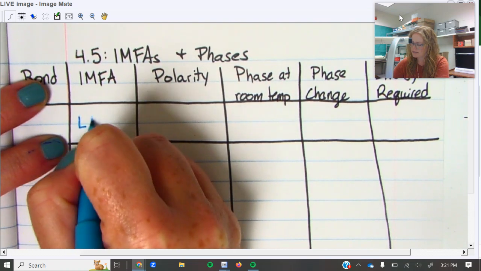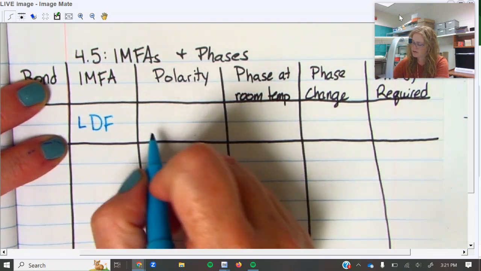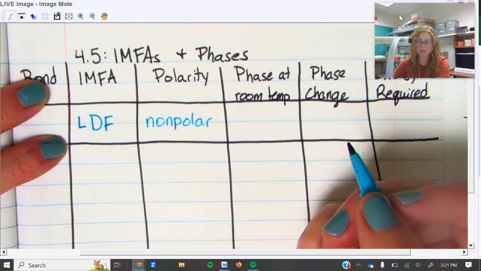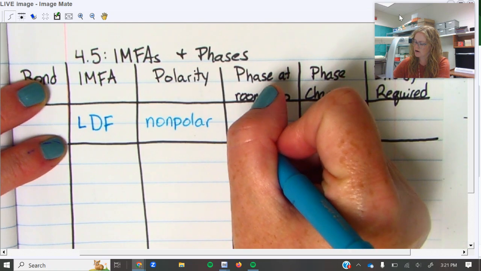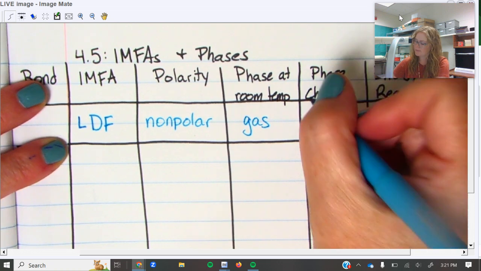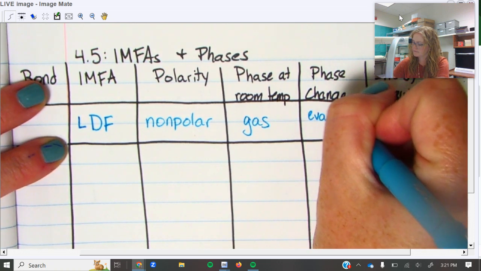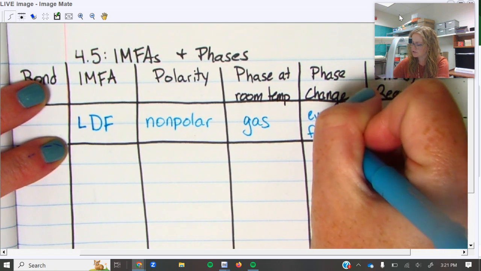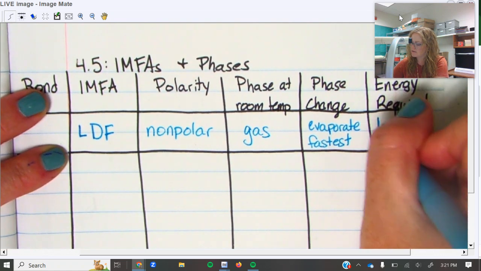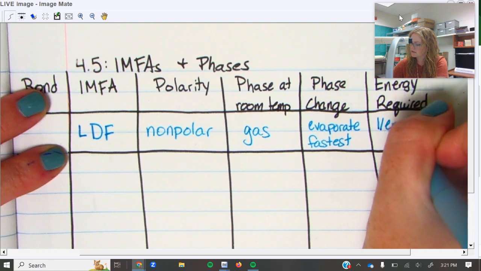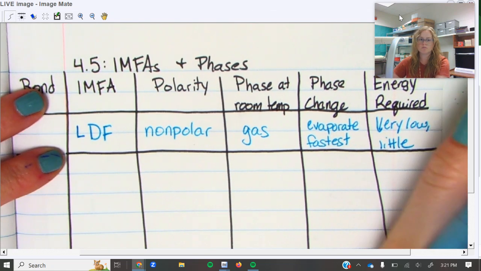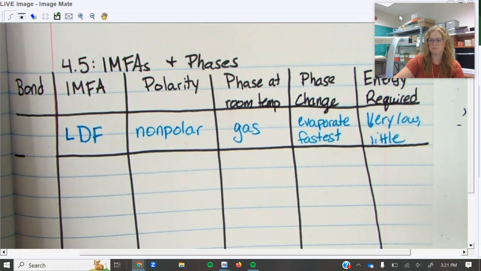So an LDF. These are nonpolar molecules. And at room temperature, LDF molecules, nonpolar molecules, are gases. They're a gas. And they evaporate the fastest. You're going to do a lab simulation where you look at this, and there is very low or little energy required to make a nonpolar molecule evaporate.